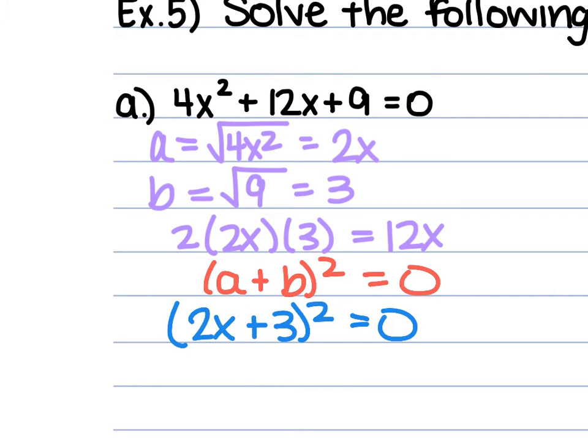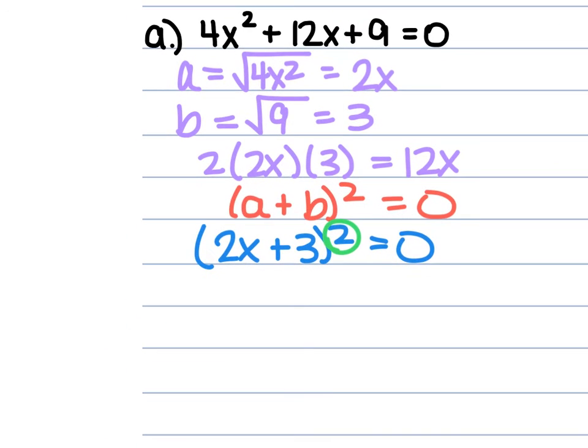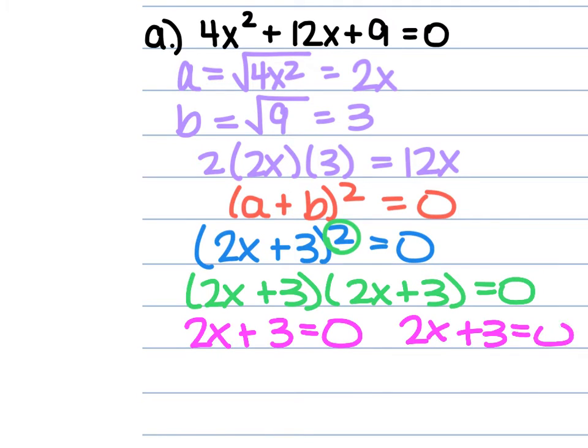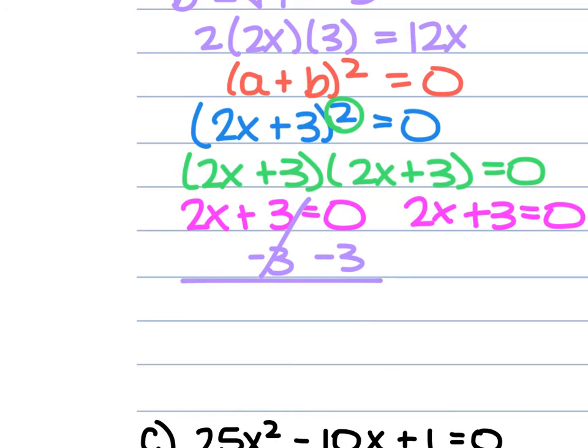Now from here, set each part equal to 0. So this 2x plus 3 raised to the second power is like saying 2x plus 3 times 2x plus 3 is equal to 0. So if we set both of them equal to 0, we have 2x plus 3 is equal to 0, and 2x plus 3 is equal to 0. So from here, we are going to subtract 3 from each side. We realize they're both the same, so we don't have to do this more than once. We have 2x is equal to negative 3. Then divide each side by 2. We get that x is equal to negative 3 over 2.